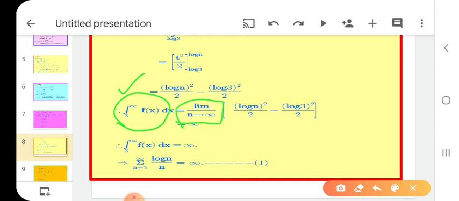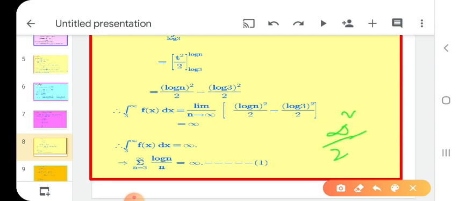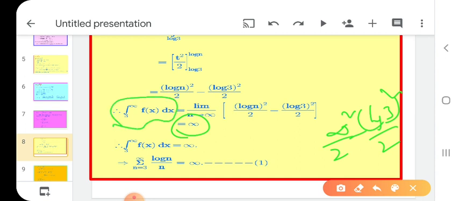Limit as n tends to infinity. I write the value of the integral from 3 to n of f of x dx. Put n equals infinity here. What is log n? Log infinity is infinity. So we get infinity square by 2 minus log 3 whole square by 2. Infinity whole square by 2 means infinity. Infinity minus anything is infinity. Therefore, the integral value from 3 to infinity of f of x dx is infinity.